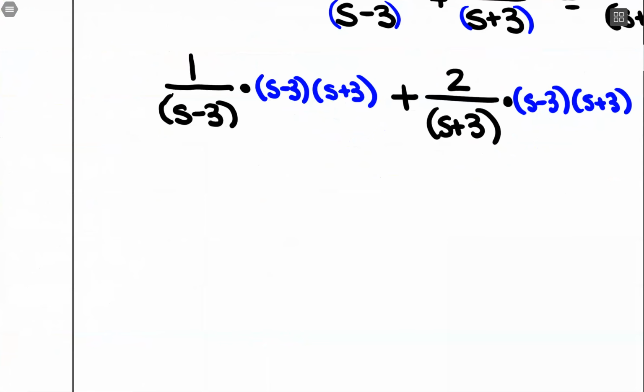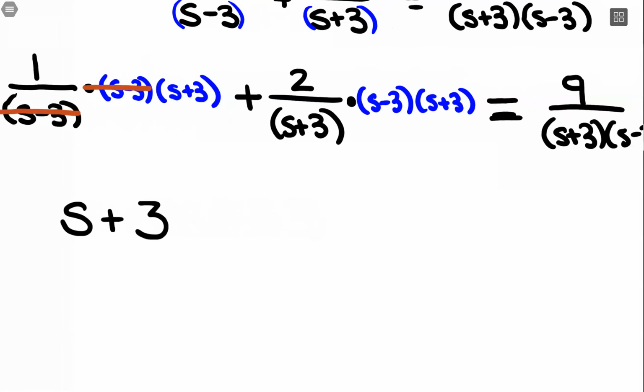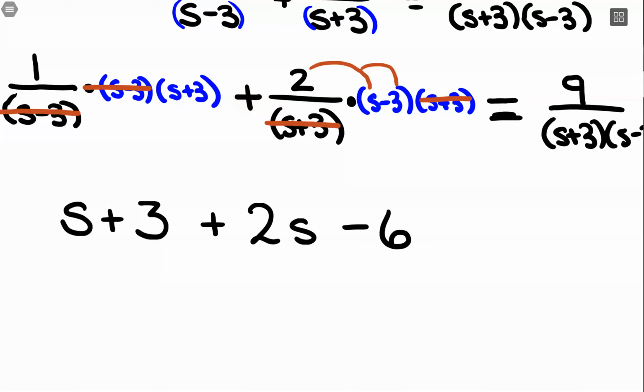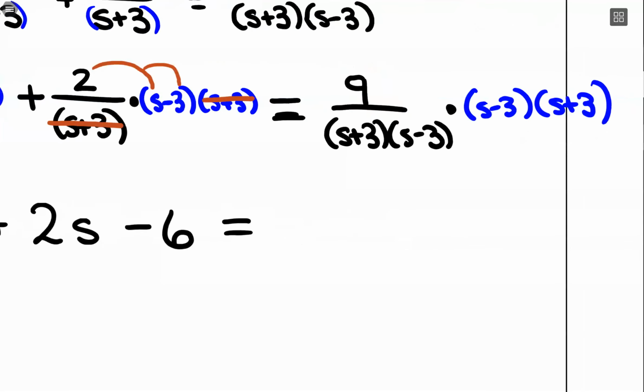All right, in this first term, those s minus 3's will cancel out, so we'll just have 1 times s plus 3. So there we'll just have s plus 3. Over here, the s plus 3's will cancel out, so I have 2 times s minus 3, and with addition out front, we're all good to go. So we'll have a positive 2s, and then 2 times -3, which is -6. And then equals, and over here, everything cancels out, so all we'll have left over is 9.